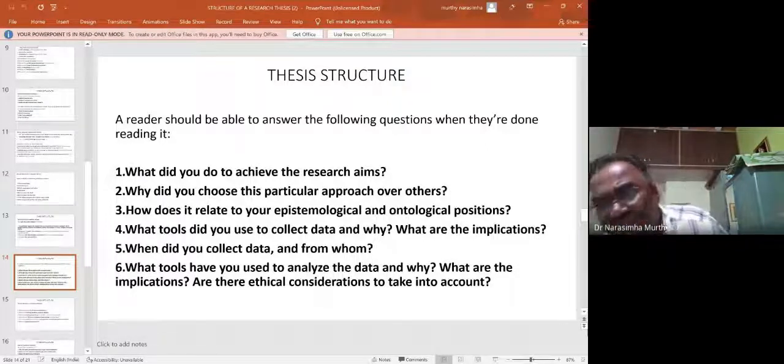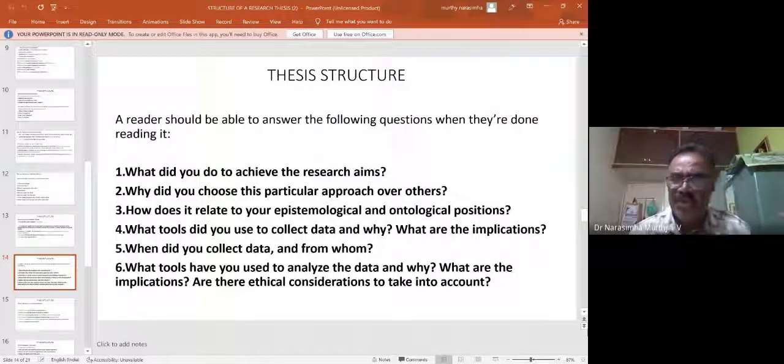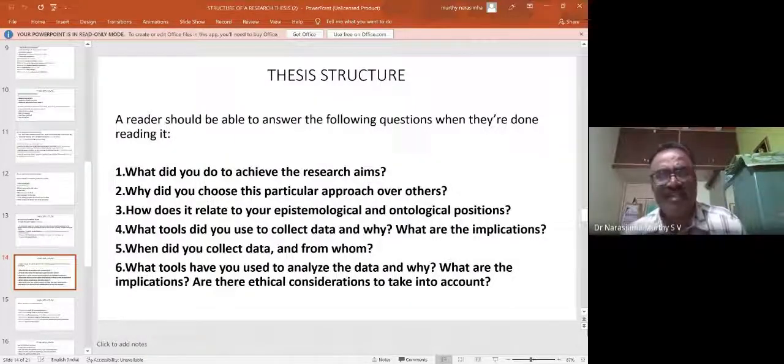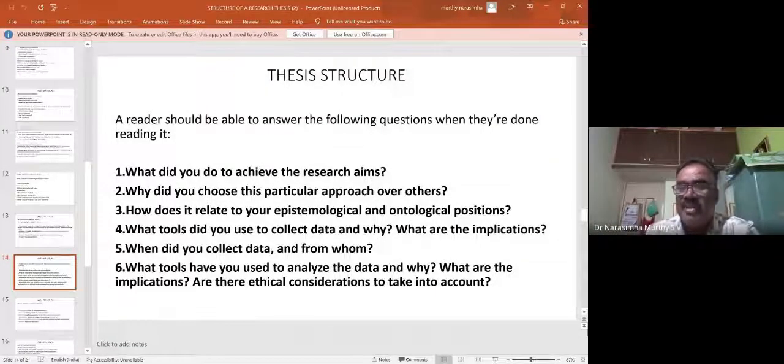As I told you, there are many theoretical frameworks available today, plenty of them. Why did you choose only this? Because most of the examiners will ask a question about the theoretical framework approach. Why only this? And how does it relate to your epistemological or ontological positions? What are the tools that you use to collect data and why?